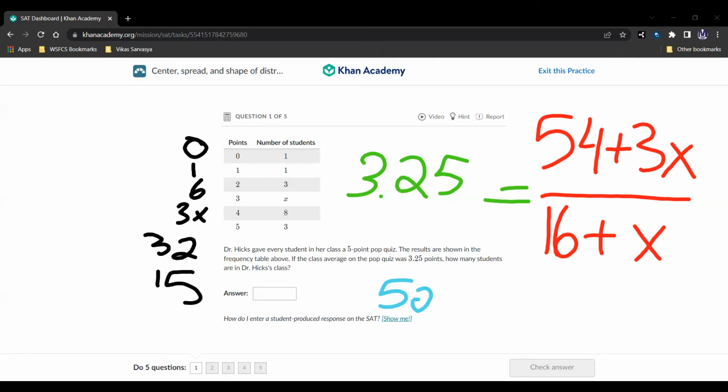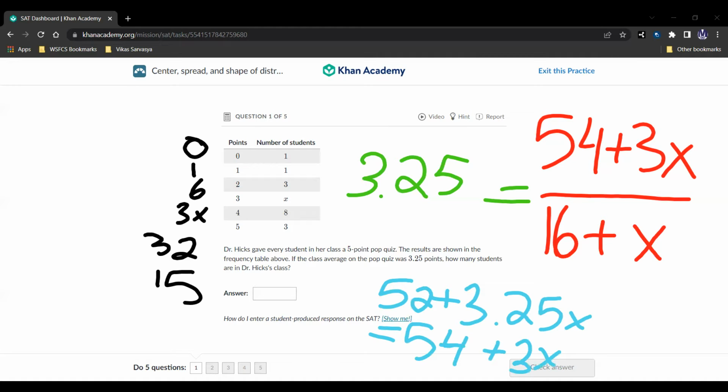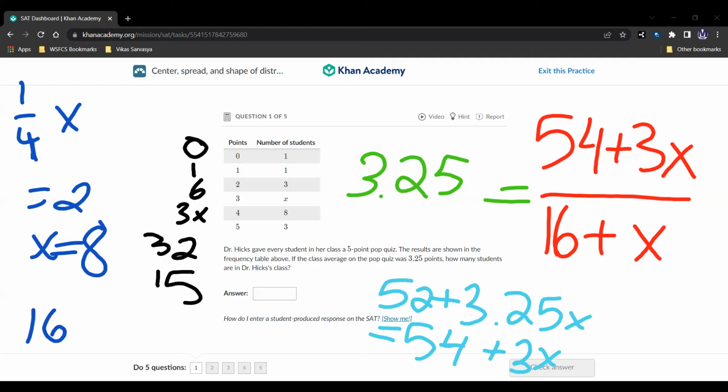52 plus 3.25x equals 54 plus 3x. We can subtract 52 from both sides, subtract 3x from both sides, and we get that 1/4 x, or 0.25x, equals 2. So x equals 8. We're asked for the total number of students in Dr. Hicks's class, which is 16 plus x, and that is 24. So our answer is 24 students. 24 students in Dr. Hicks's class.